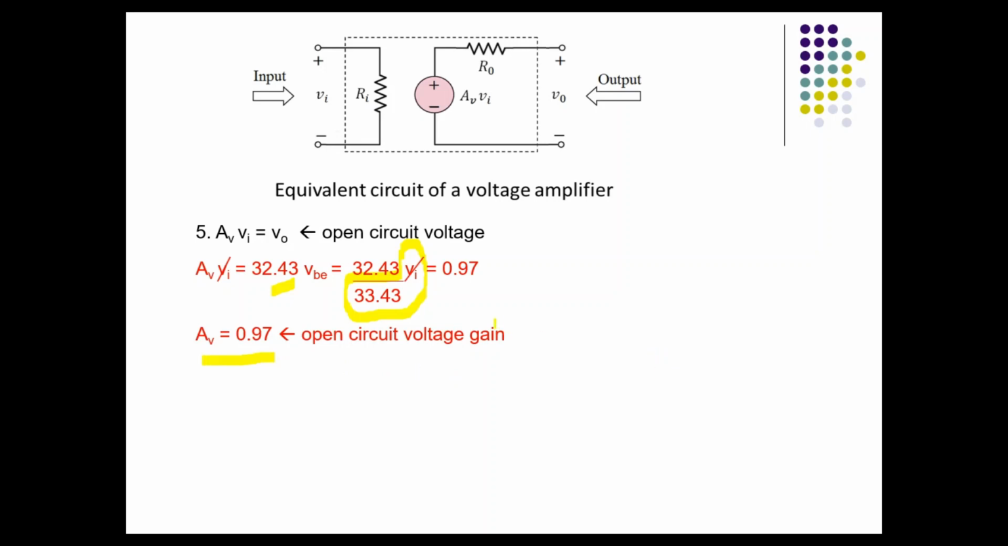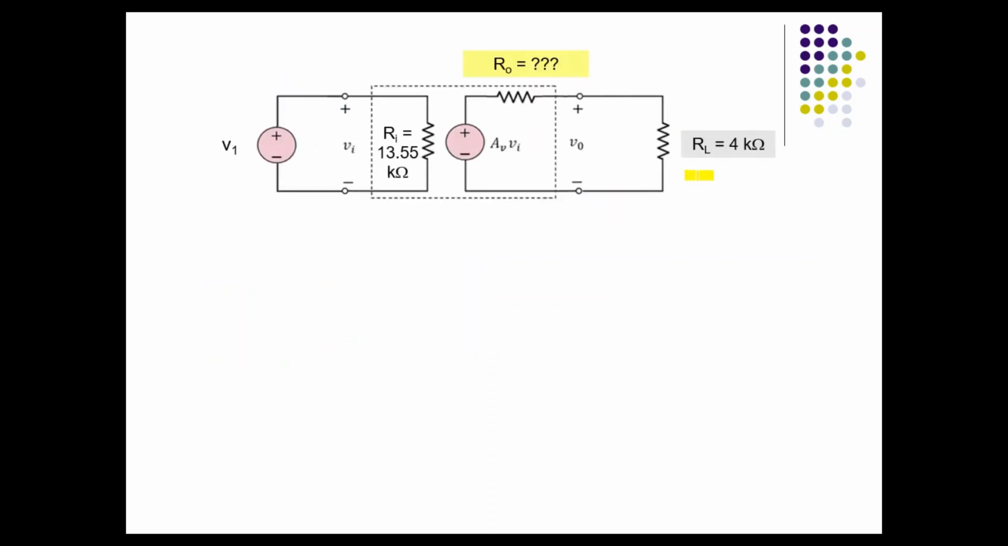Okay, so next is the connection with the input signal and RL. Remember I mentioned just now the circuit has RL, right? So this is the input side, and now you connect with RL. So now AV Vi is no longer equivalent to Vout because now you have load, right?